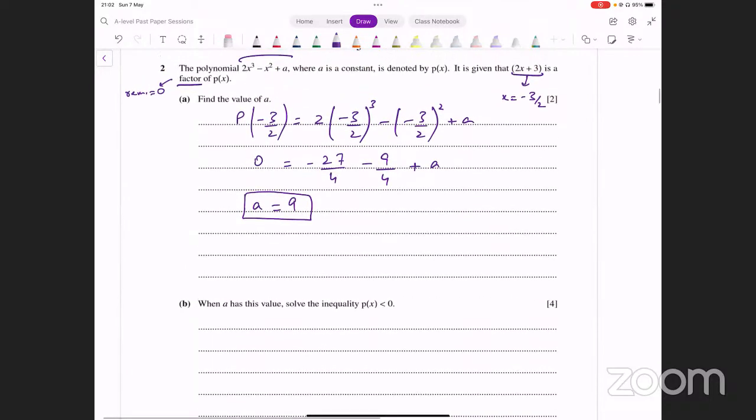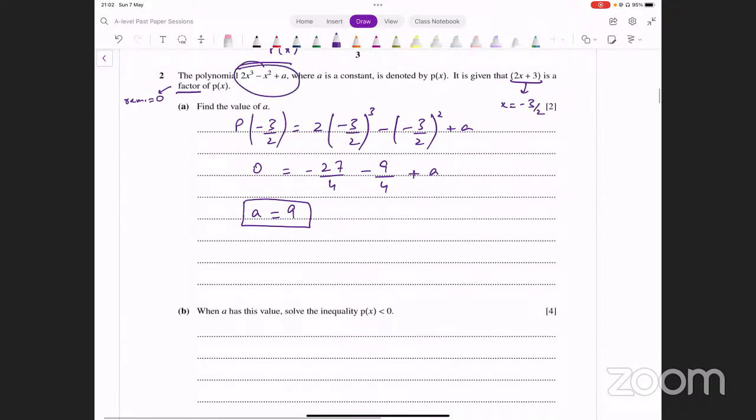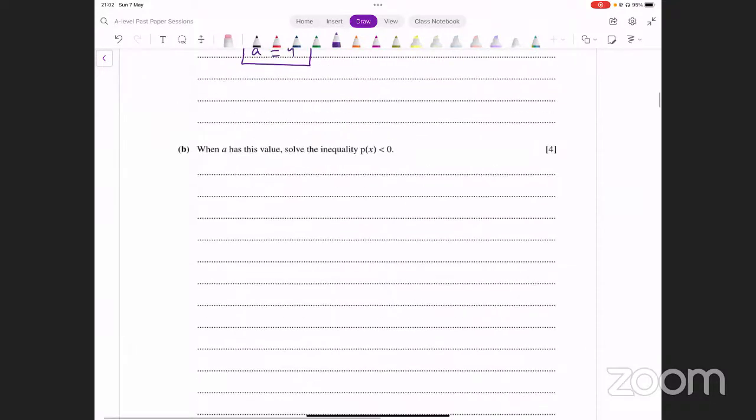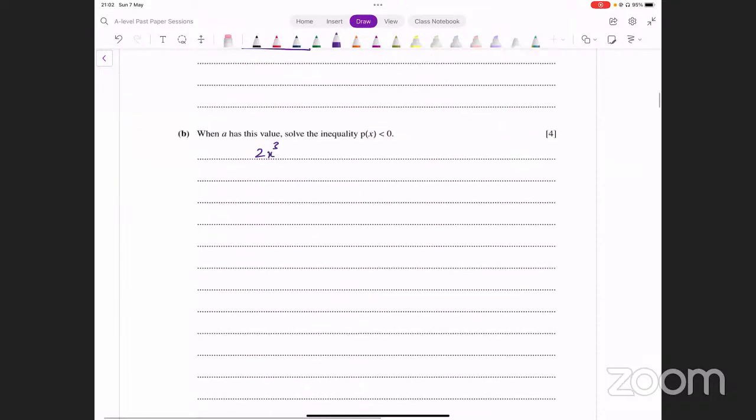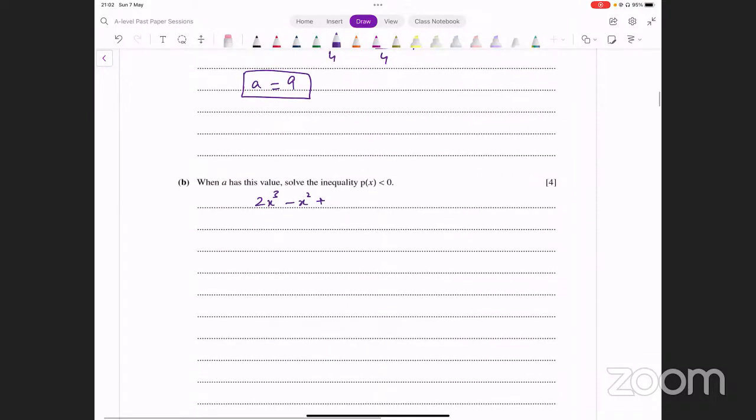Now, the first thing we need to do is we need to factorize this polynomial, right? So हमारे पास inequality बनती क्या है? अभी उसने कहा है 2x cube. The polynomial is 2x cube minus x square plus a. The value for a is 9. So plus 9 is less than 0. This is the inequality that we have basically.